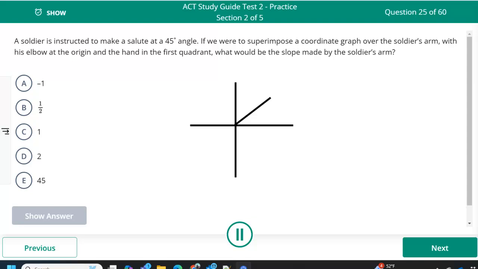Now, at a 45-degree angle, what are some points on this line? I mean, it would be like (1, 1), (2, 2), (3, 3). So the slope of that line is 1. And that is answer C.